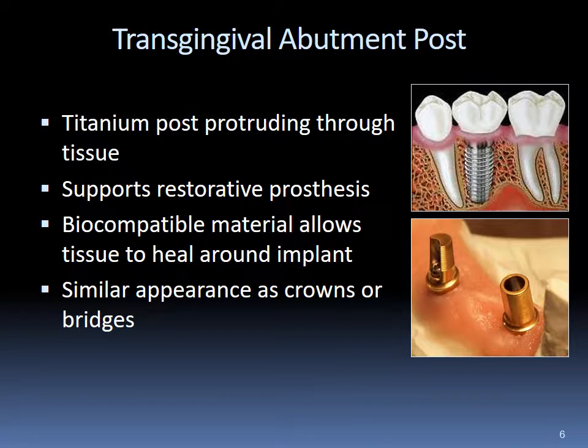The transgingival abutment post is also made of titanium. This post protrudes through the gingival tissue and provides support to the restorative prosthesis. The biocompatible material of which the implant and abutments are made allows tissue to heal around the implant and possesses a similar appearance to crowns or bridges when inserted into the oral cavity.